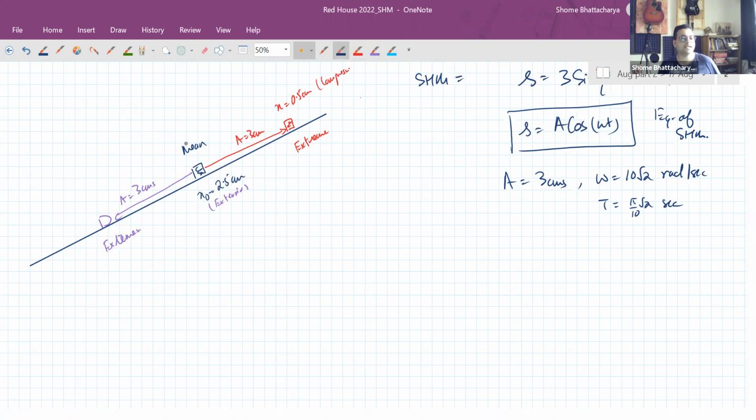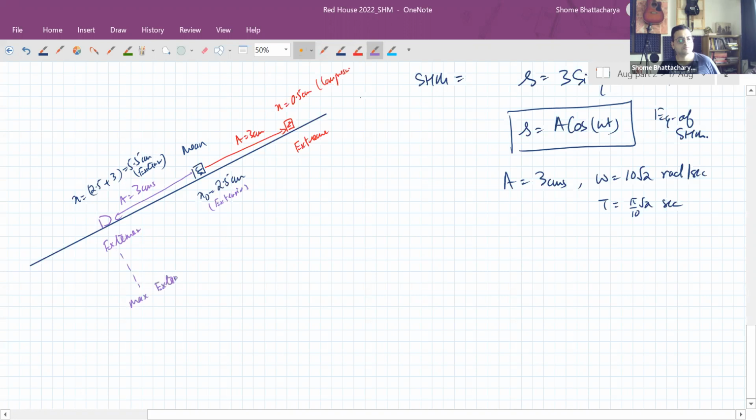So at this position, what will be x of the spring? X of the spring will become 2.5 plus 3, that is 5.5 centimeters of extension. Okay. So this will be the position where the spring has maximum extension of 5.5 centimeters. And here it will have maximum compression actually. So it's never going above this 0.5 centimeters. And that's why whatever acceleration it will have here, this is the maximum magnitude of acceleration.